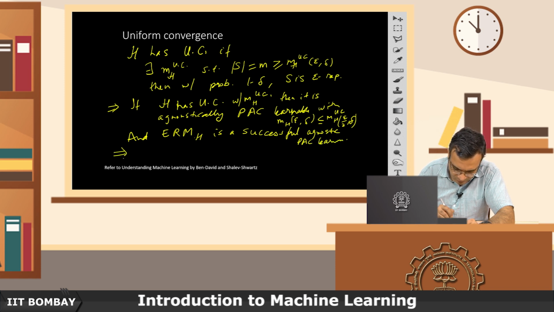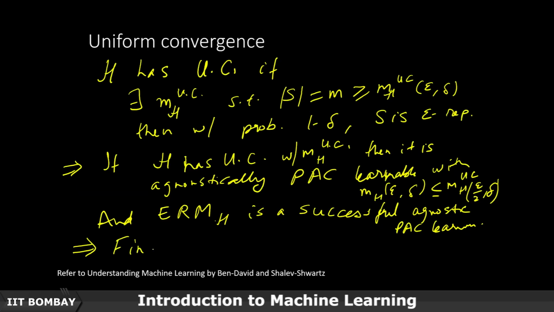And another implication of this is that finite hypothesis classes are agnostic PAC learnable. Let us unpack this a bit. So the implication is that if you have a finite hypothesis class, or even an infinite hypothesis class like a continuous threshold or a linear classifier that can take any value of slope and intercept, we can discretize it and make it a finite hypothesis class.